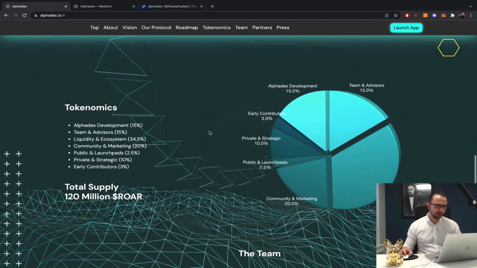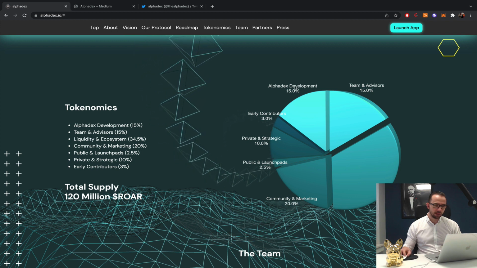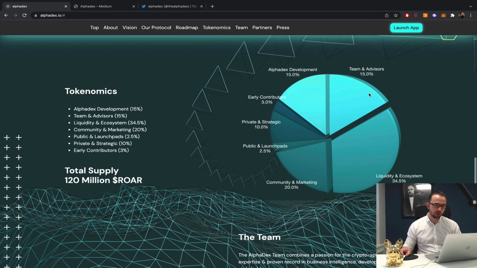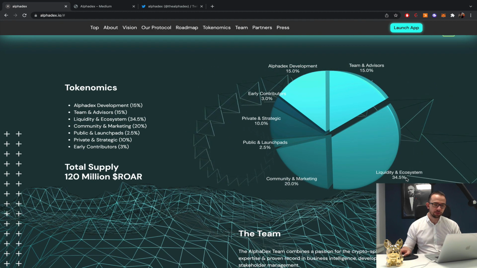Which makes sense. When we look at the actual tokenomics, the development takes about 15%. Then the team and advisors takes 15%. I say that's quite normal. The liquidity in the ecosystem takes a large chunk of 34.5%. I don't know, for a DEX and stuff, I assume the liquidity is very important. I don't know exactly how that works, but assumingly this goes well.